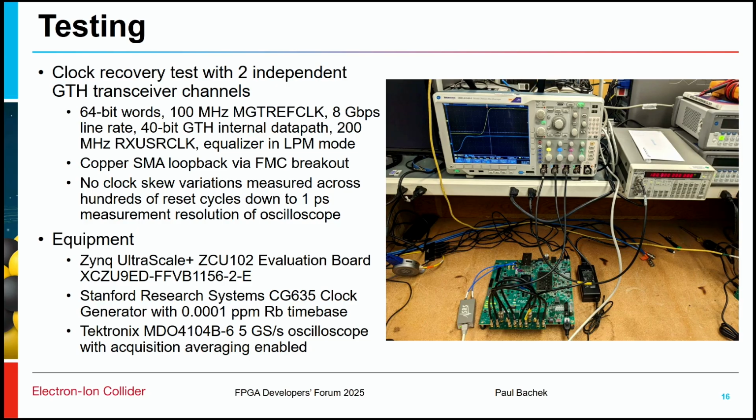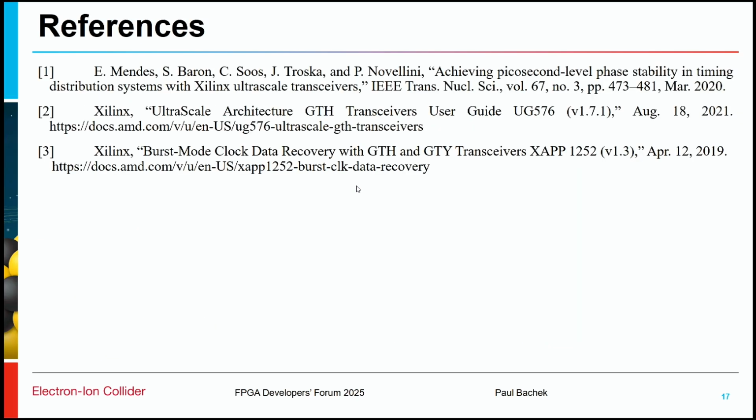It's 64-bit words. One thing with the GTH transceiver is it only has a 40-bit internal data path, so we have to use a different RX user clock 2 frequency in order to get 2 40-bit words per 64-bit word on our line, but this algorithm was implemented successfully, and we were able to measure no clock skew variations across many reset cycles, and this oscilloscope could only measure down to 1 picosecond variation, but that was enough for us. It's just verifying that the algorithm works and it's repeatable over temperature. And that's it. So any questions?